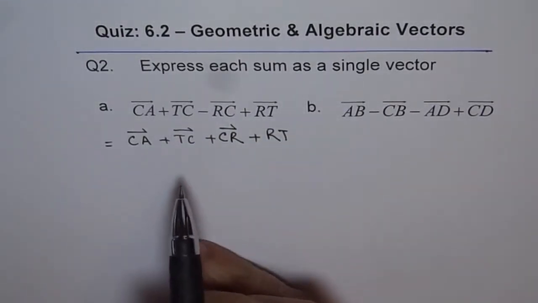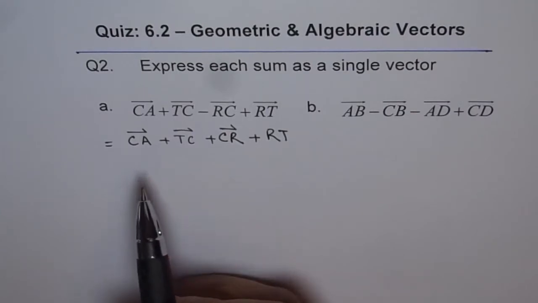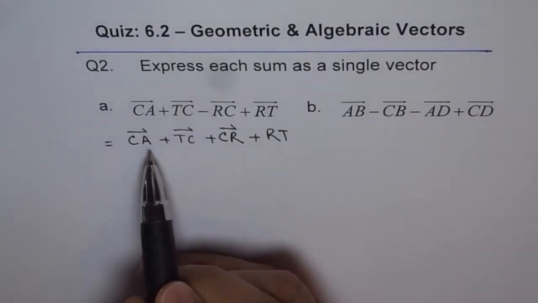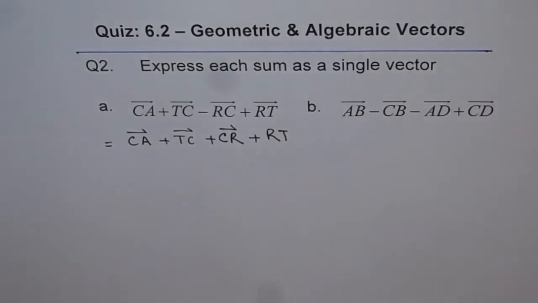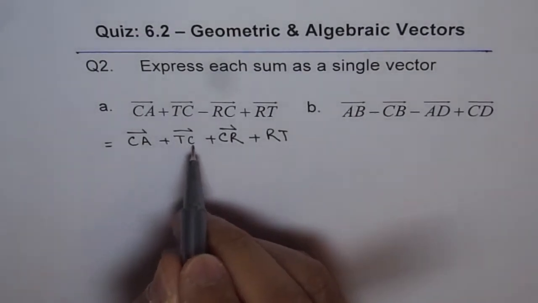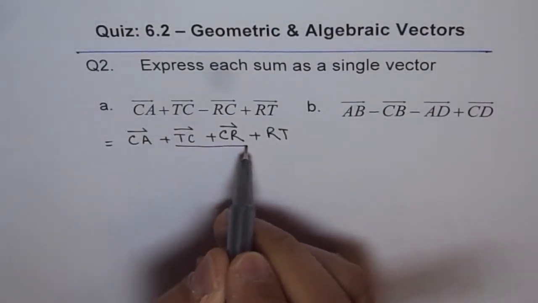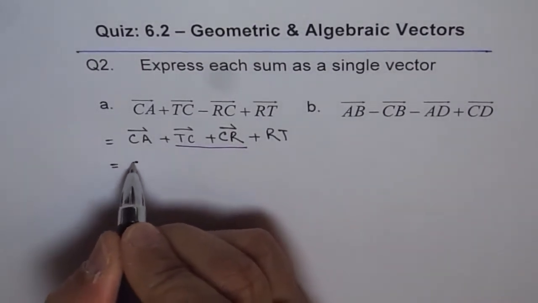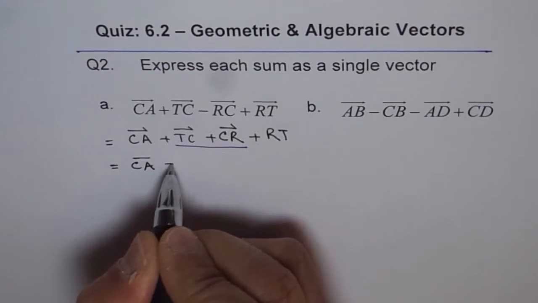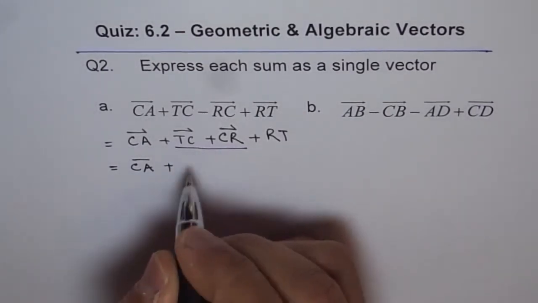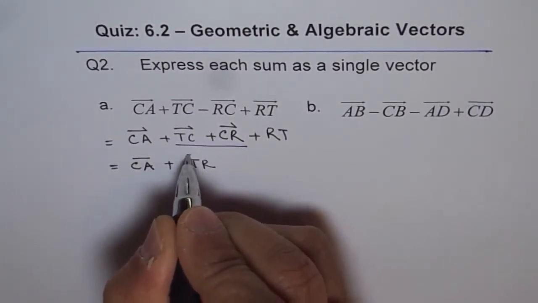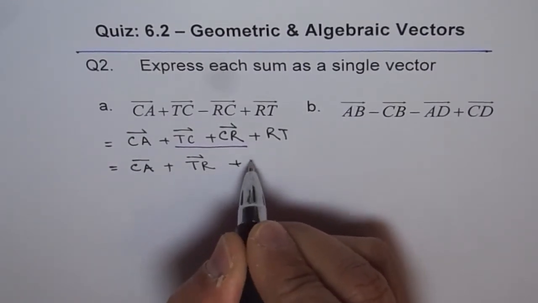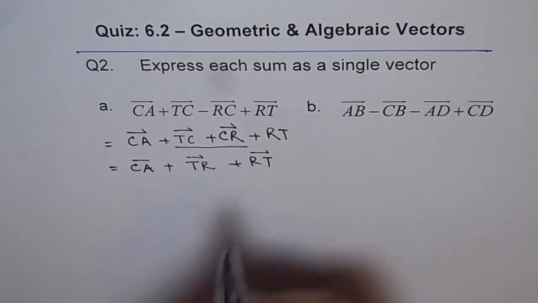Now look for places which can be combined. That means the end point is the same as the starting point. As you can see here, TC and CR, right? So these can be combined. So let's combine them. We get CA plus TR. Do you see that? TR. And then you have RT.